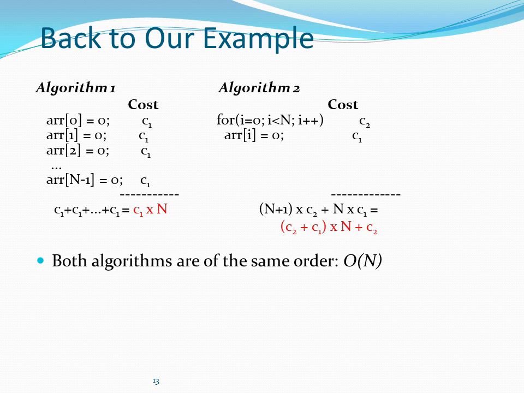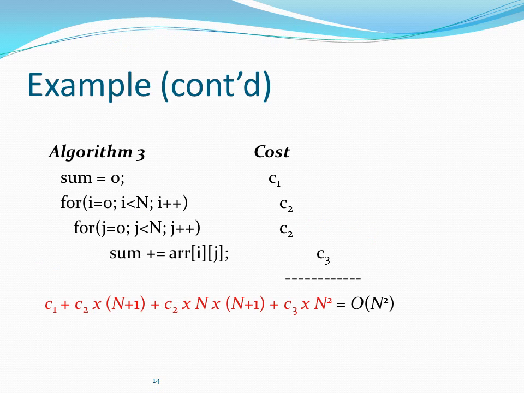Back to our example. Here, in both algorithms, the maximum power of n is 1. So both algorithms provide the same order, order of n or big O of n. In the other case, this maximum power is n square, so order of n square.